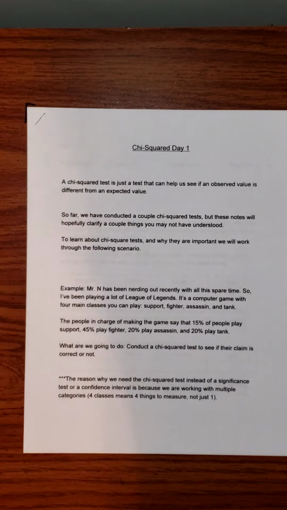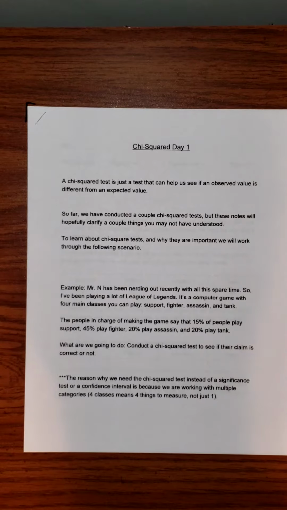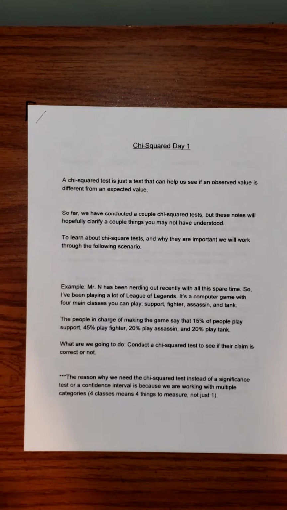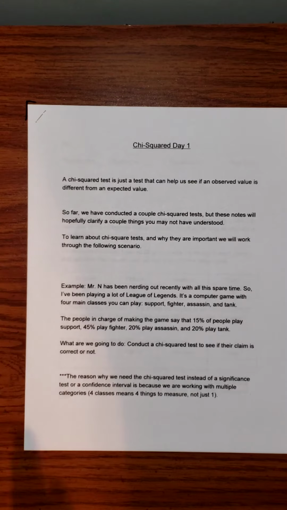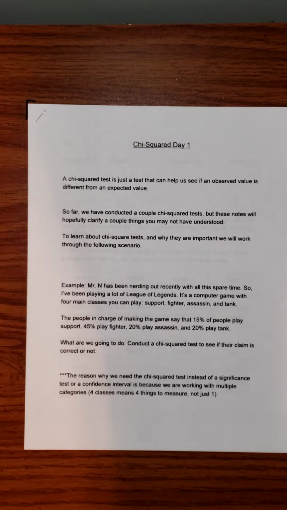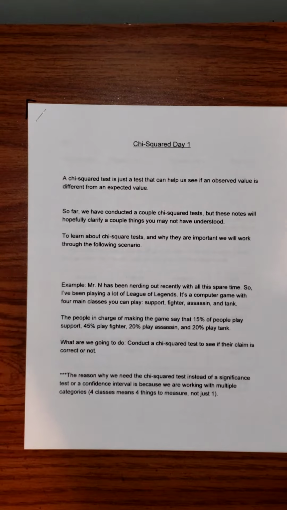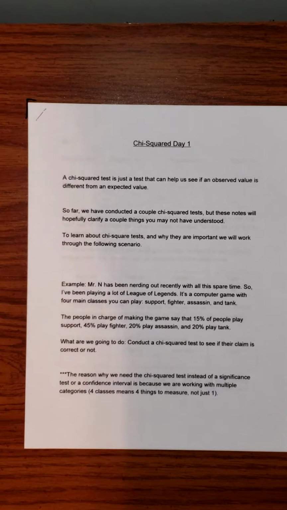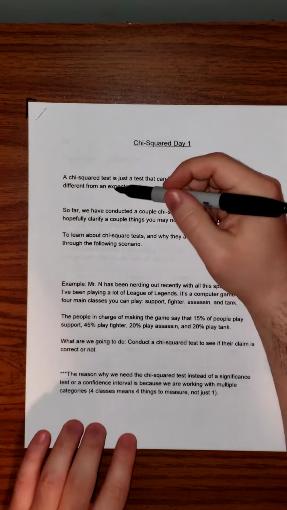So, just to break down chi-square again, because we might forget. All it is is a test that can help us see if an observed value is different from an expected value. We all know that with probabilities, right, we expect things to happen. If I flip a coin, I'm going to expect that half the time I get heads, half the time I get tails, okay? That's expected.